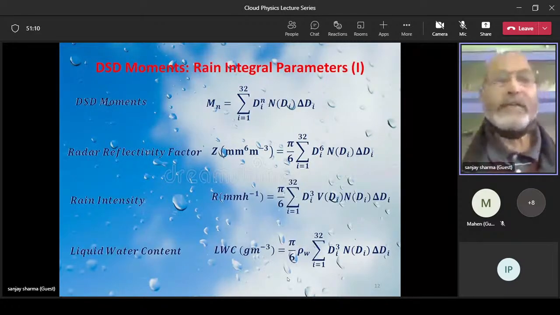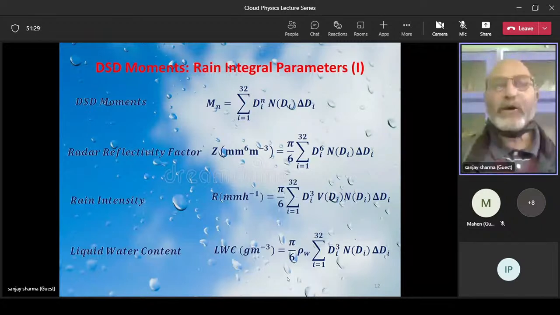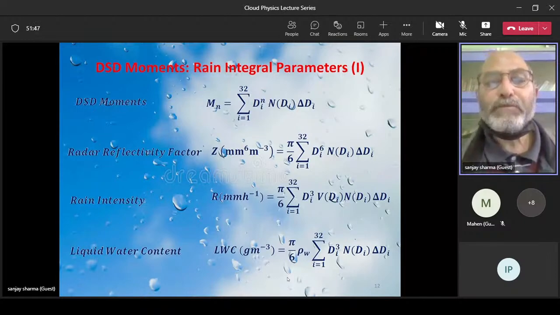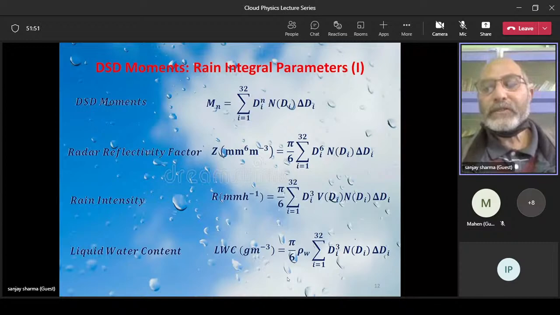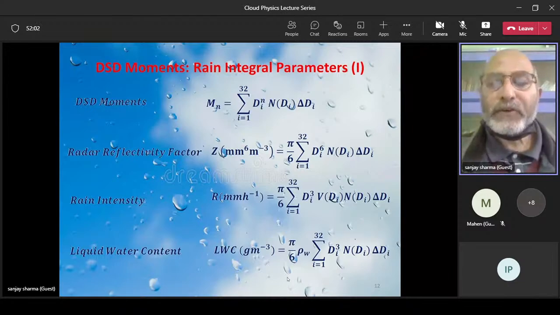To begin the study of DSD, we define the DSD moments. The formulation is the sum of D_i to the power n, N(D_i), and the range or interval for the drop diameter. For different values of n, we get different rain integral parameters. So for n equal to 6, the DSD moment is known as the radar reflectivity factor, in the unit of millimeter to the power 6 per meter cube. Here, the range of channels I have taken by virtue of the Parsivel disdrometer.